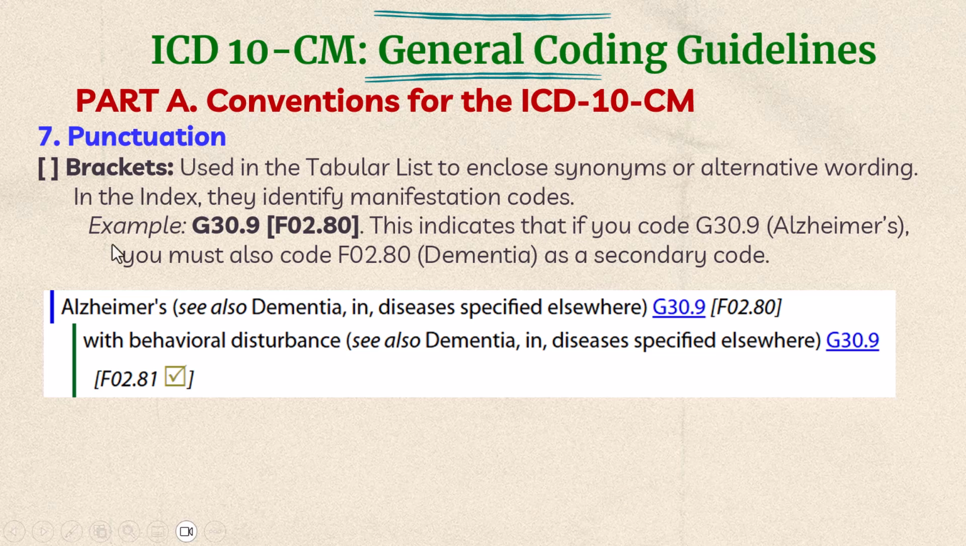7. Punctuation. So these box brackets are used in the tabular list to enclose synonyms or alternative wording. In the index, they identify manifestation codes. For example, G30.9 within box bracket F02.80. This indicates that if you code G30.9, that is for Alzheimer's disease, you must also code F02.80 for the dementia as the secondary code. So you can see here the Alzheimer's disease, you can see this code with the box bracket, you can see the other code for the dementia.